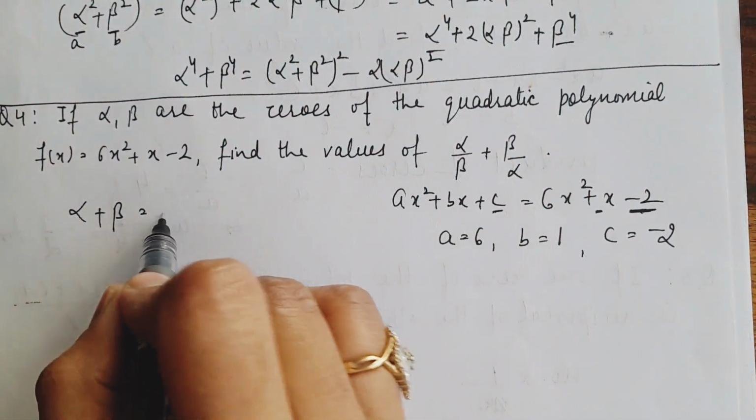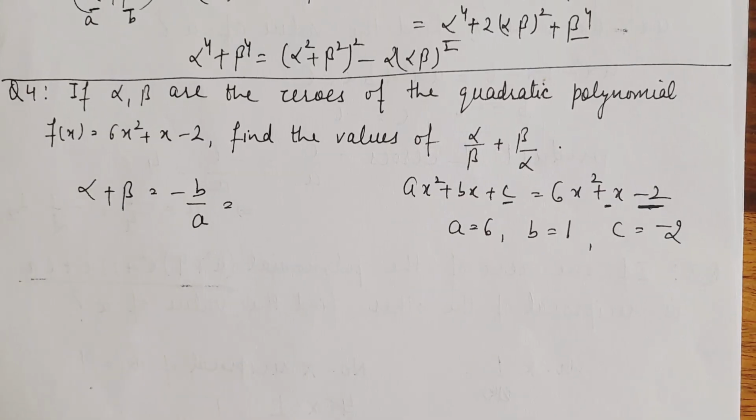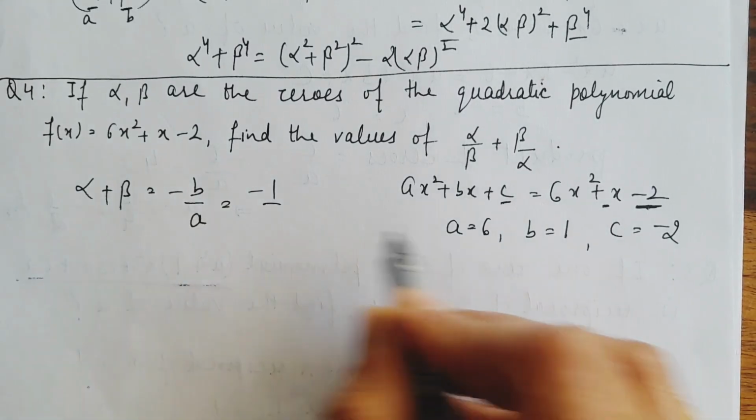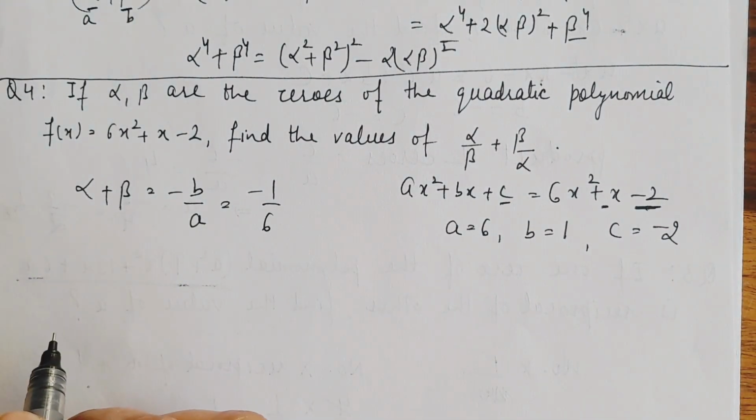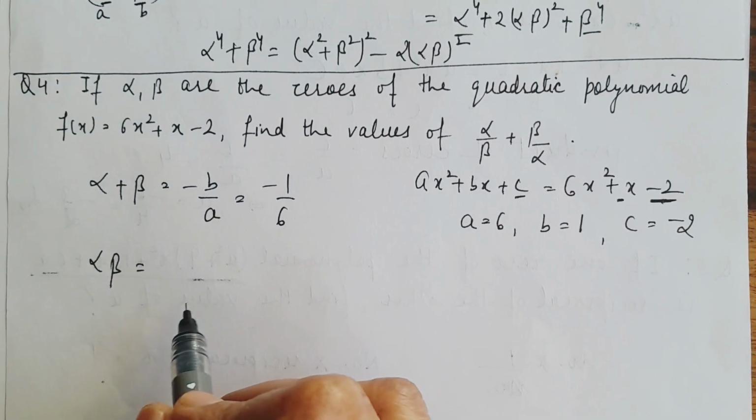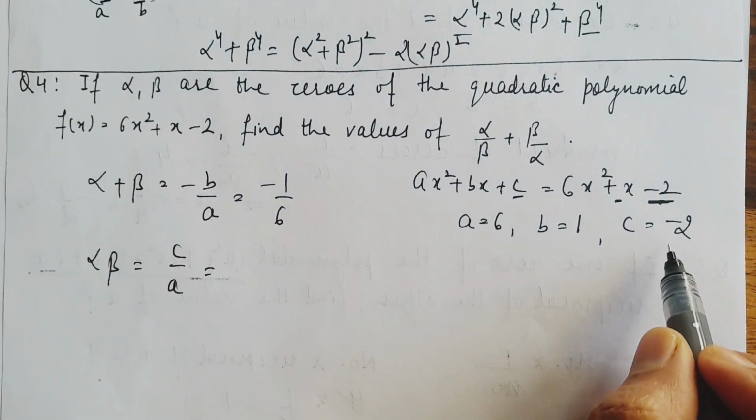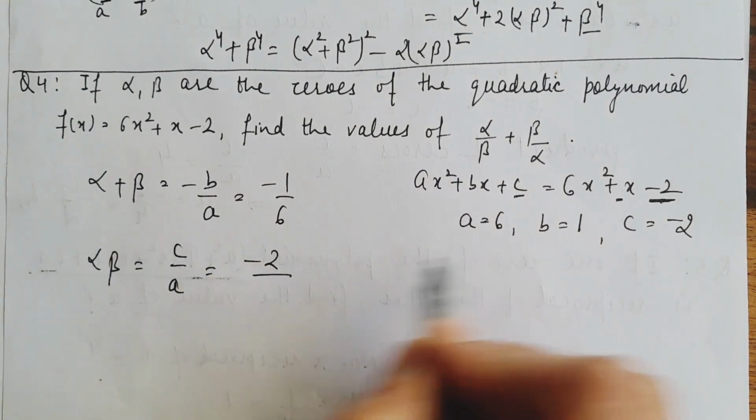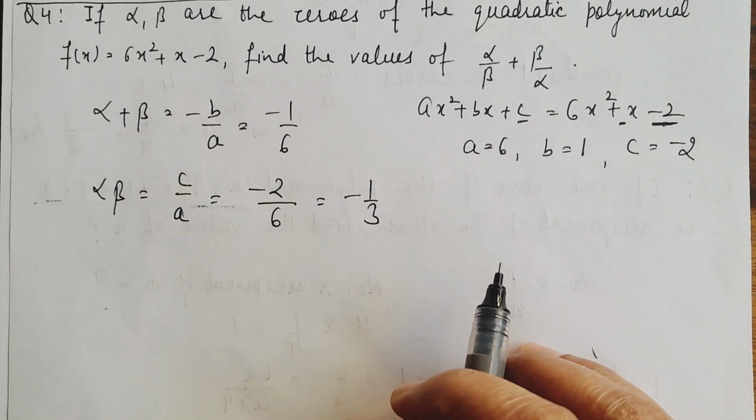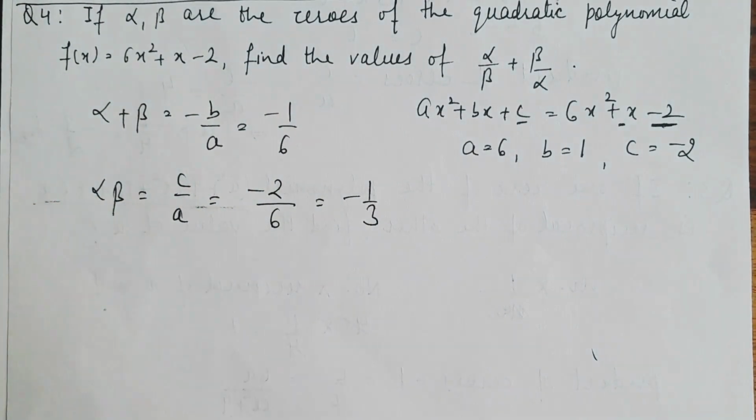Sum of the roots is minus b by a. Minus b means b is 1 here, so minus 1 by a is 6. So minus 1 by 6. And similarly the product of roots is always c by a. That means the value of c is minus 2 and the value of a is 6. That is minus 1 by 3. So what you will get is alpha plus beta is minus 1 by 6, alpha beta is minus 1 by 3.